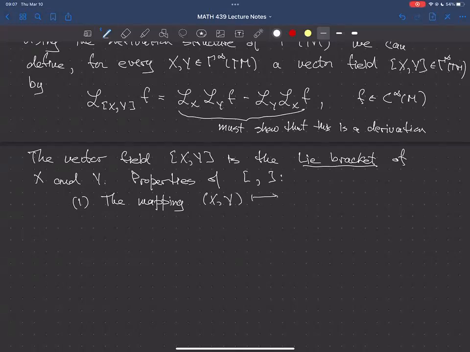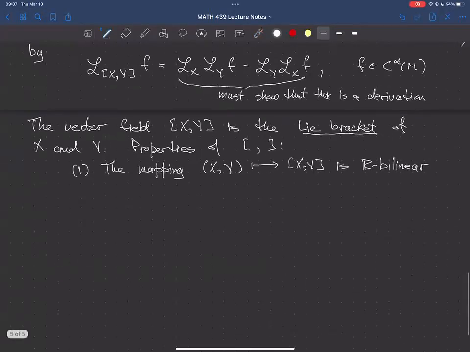So, as a mapping thought of as a function of both of its arguments, x and y, this is R-bilinear. That has the obvious meaning that if you fix a y, then it's linear in x, and if you fix an x, then it's linear in y, with respect to multiplication by real scalars. It's not true with respect to, for example, multiplication by functions. So it's not symmetric, but it's skew-symmetric, obviously, just from the definition.